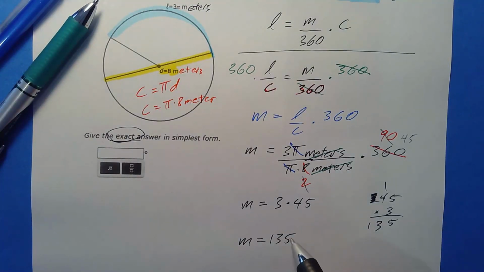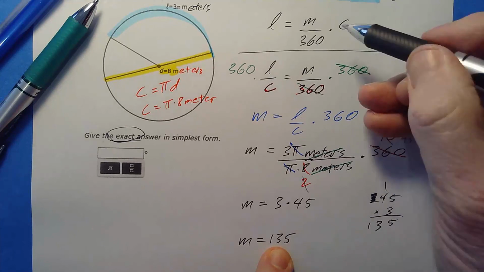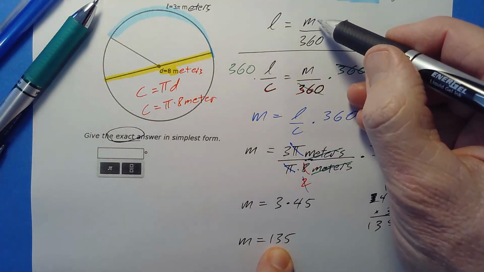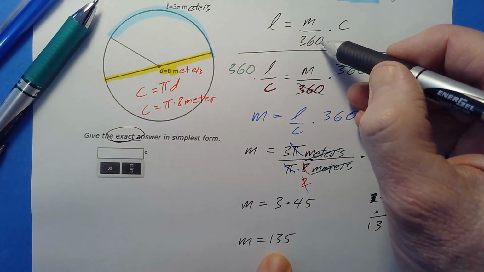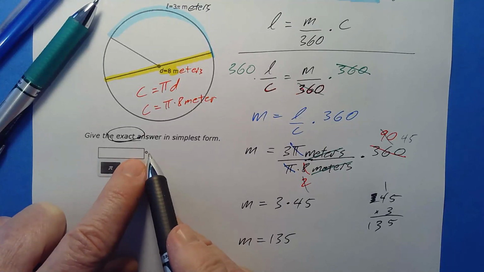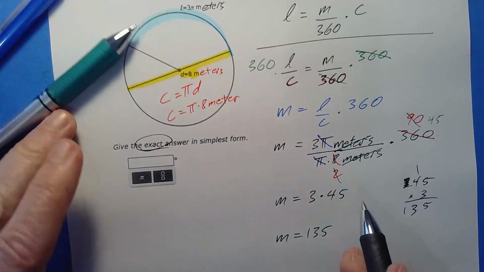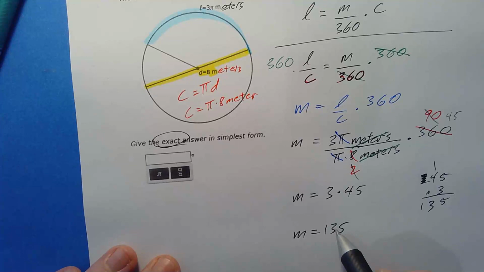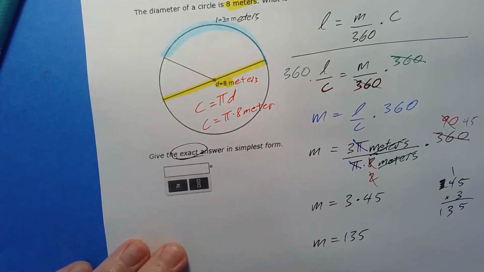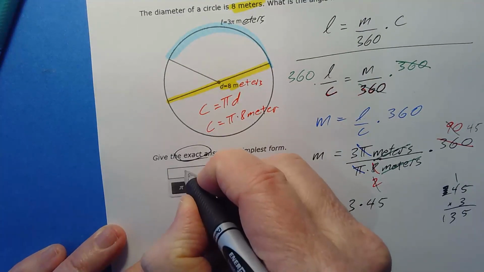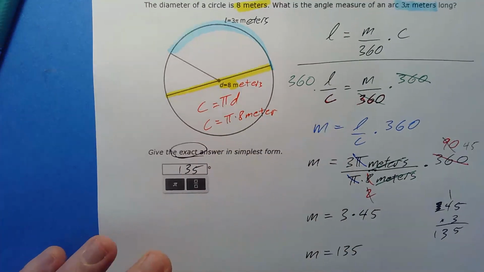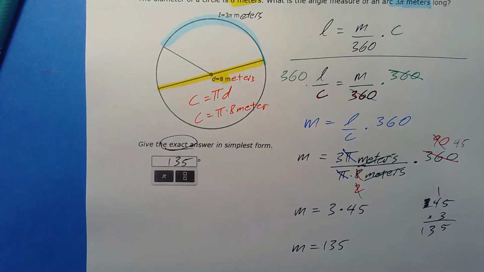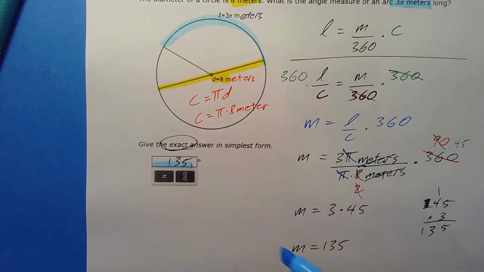Okay, let's double check our units though. Remember, this was m in degrees because this is 360 degrees, and they're asking for degrees. Okay, so we're good. So basically what I would do is take this and write that into this box. Well, I'm going to type it in, obviously. 135 is what goes in that box right there. So this is the answer we just got from here.